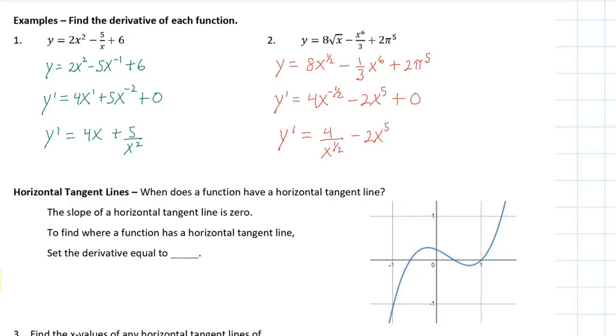All right. Oh, and by the way, this other term on the bottom here, x to the 1/2, I could also write that as y equals 4 over the square root of x minus 2x to the 5th power. Okay? Just got to know that. That's an or in there. You can do either one of those.